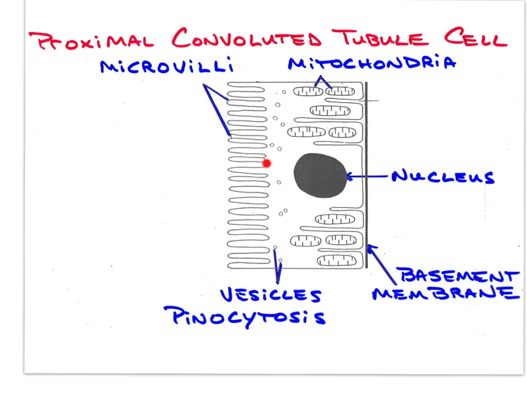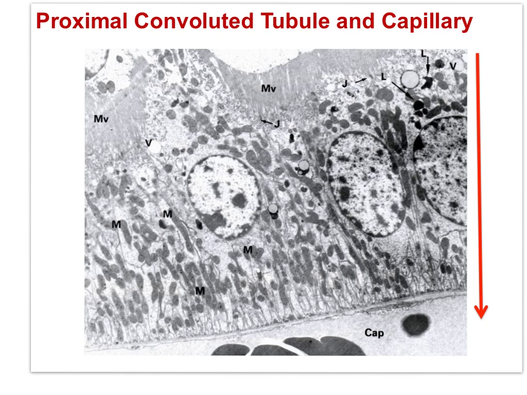The role of the microvilli, the numerous mitochondria, and the pinocytotic vesicles should be clear to you. The filtrate is flowing here, blood is in a capillary located here, and valuable molecules are being reabsorbed from the filtrate to the blood. Here is a micrograph of the proximal convoluted tubule and the capillary with red blood cells.